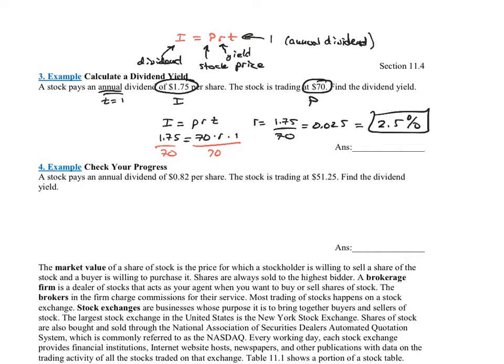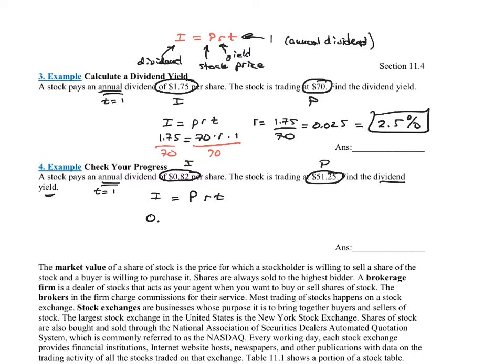Let's go ahead and try example 4. It says a stock pays an annual dividend of 82 cents per share. The stock is trading at $51.25. Find the dividend yield. Again, dividend yield is the one that tells me I need to use the formula I equals PRT. When I look at this, the dividend is my I value. The trading value is my P value, and because it's an annual, I know that T equals 1.